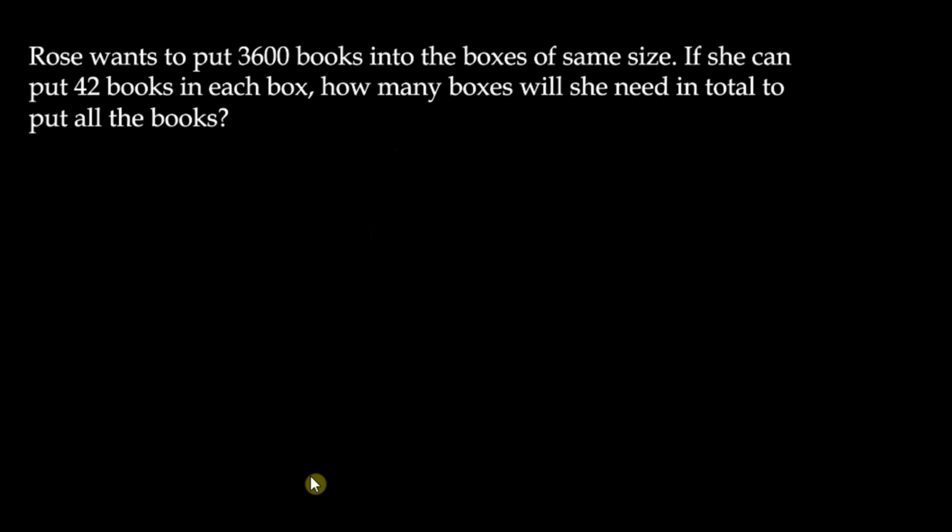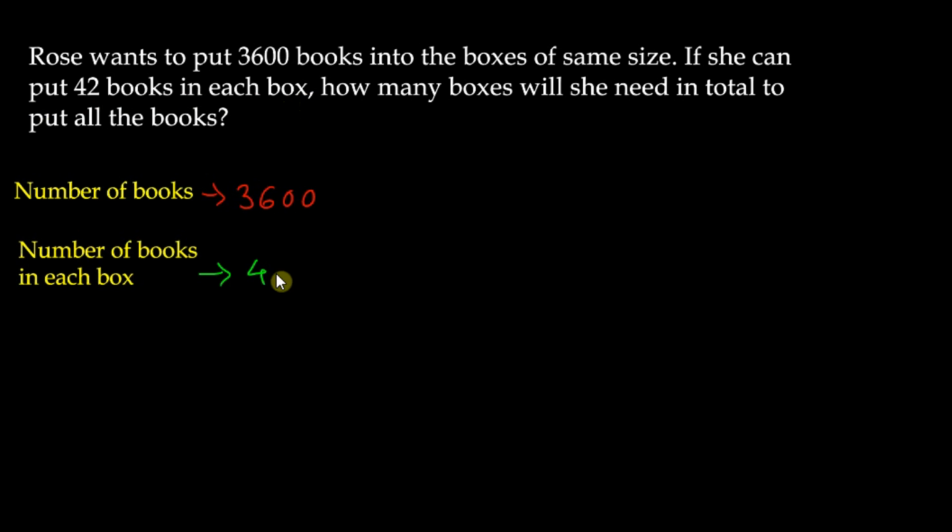Let's see one more problem. Rose wants to put 3600 books into boxes of the same size. If she can put 42 books in each box, how many boxes will she need in total to put all the books? So, Rose wants to put 3600 books into the boxes. Means the number of books she has is 3600. And she can put 42 books in each box. Means the number of books in each box is 42. And we want to find how many boxes she will need in total to put all the books.